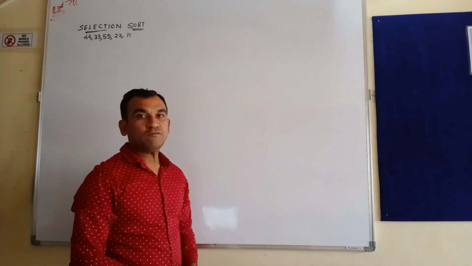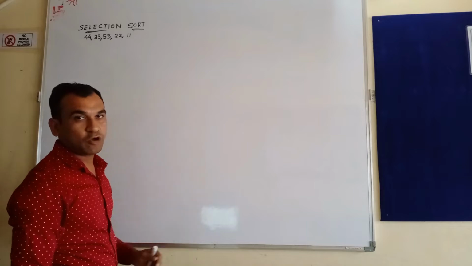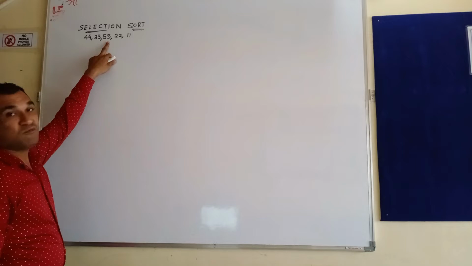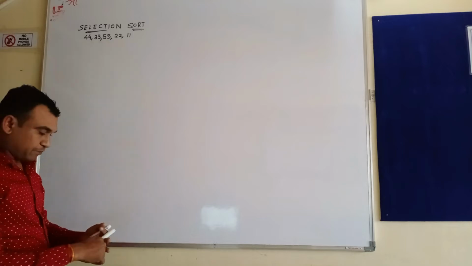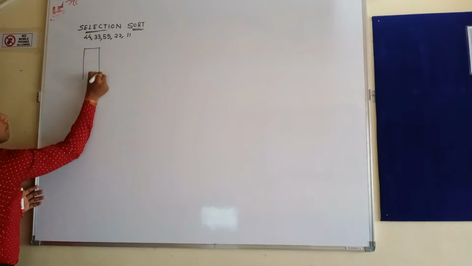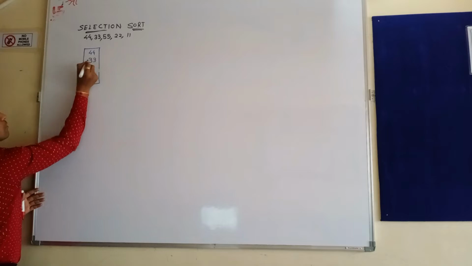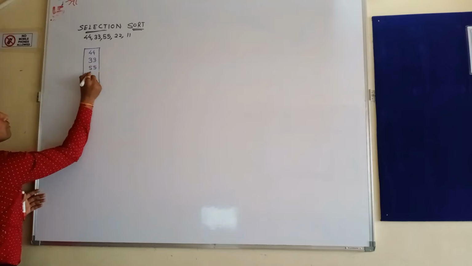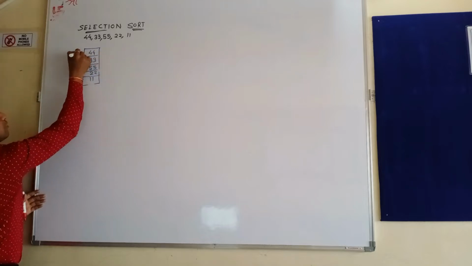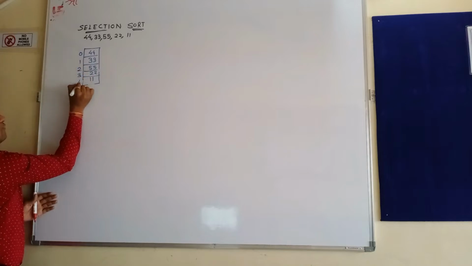Hello friends, today we will learn how selection sort works and we will prepare the algorithm for selection sort. Here the array is 44, 33, 55, 22 and 11. I am preparing the array. Array always starts with the 0 index, so I note down 0, 1, 2, 3 and 4.